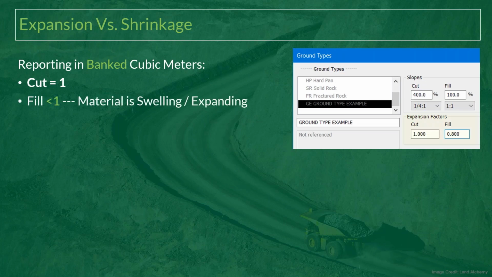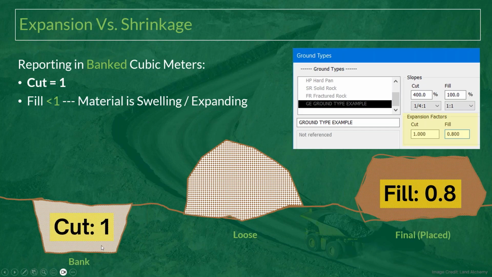If the material is swelling or expanding, that means you are going to need less of the cut material in order to place it. So you're going to set the factor to be less than 1. And so here's what that looks like. The material is expanding, so your fill factor is going to be less than 1.